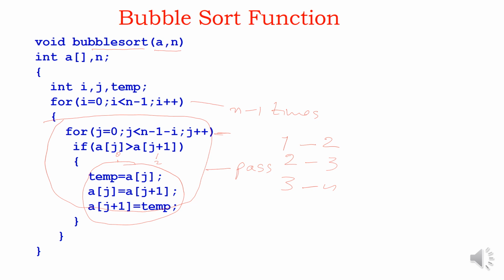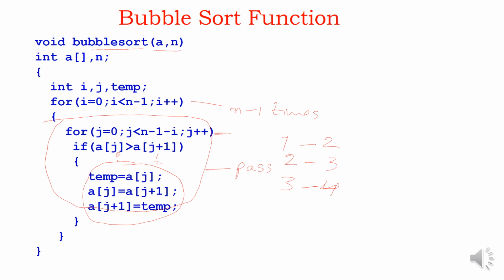In every pass, there are again some number of comparisons. In a particular pass, if there are n elements, we may have n minus 1 comparisons. See here, j is 0, j less than n minus 1 minus i, j plus plus. This process is going to be repeated some number of times. The j-th element is compared with the j plus 1-th element, that is, the first element is compared with the second element. If they are not in proper order, they will get interchanged. The second element is compared with the third, and the third with the fourth, and they are interchanged if not in proper order.